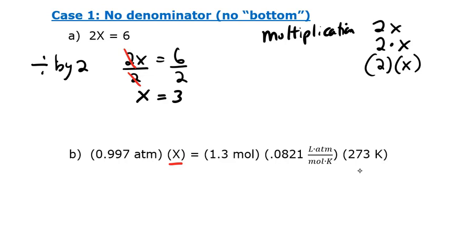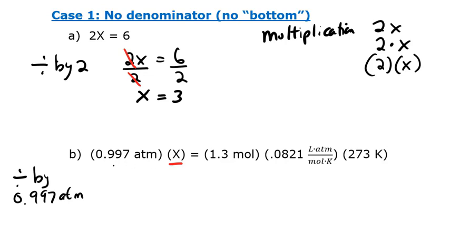All right, so the process is the same. So up in part A, to get x by itself, we had to divide both sides by the thing x was multiplied by. So the same thing here. We're going to divide both sides by 0.997 ATM, which happens to be atmospheres, but you don't have to know that.